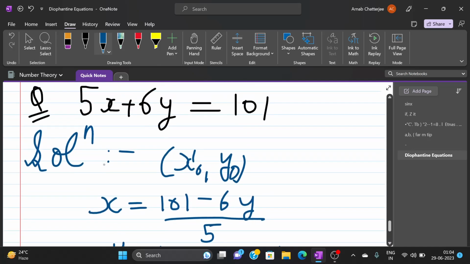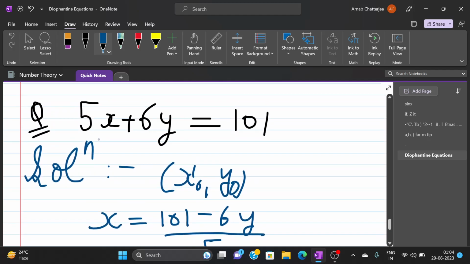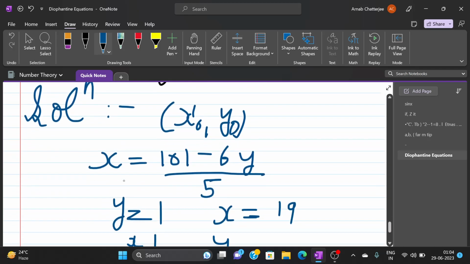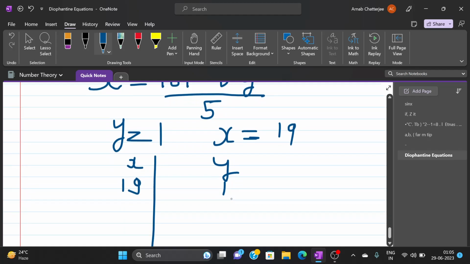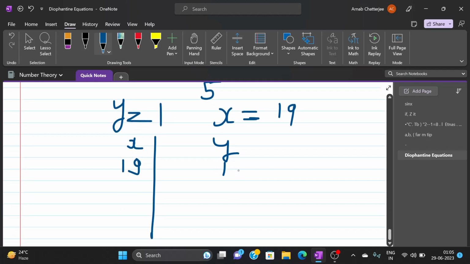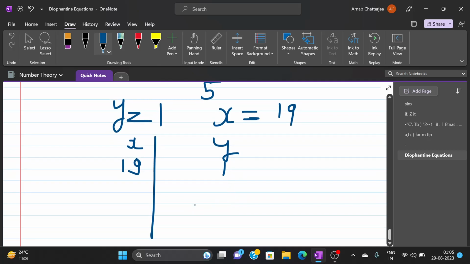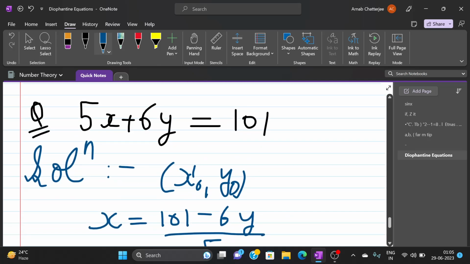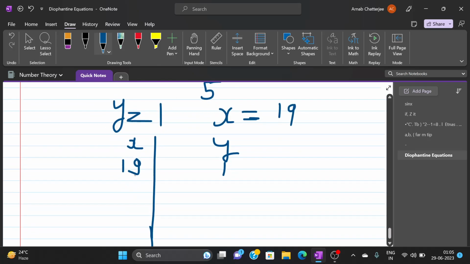Now what we will have to do is, as I said to you, we will decrease x with the coefficient of y. First let's see, y is already 1. If I decrease it with 5, I will reach a point less than 0. So it's pointless to decrease it with 5. So what we will do is we will decrease x and increase y.